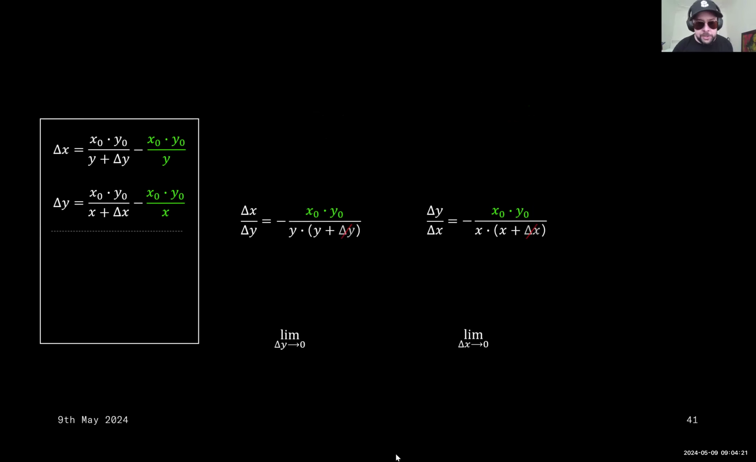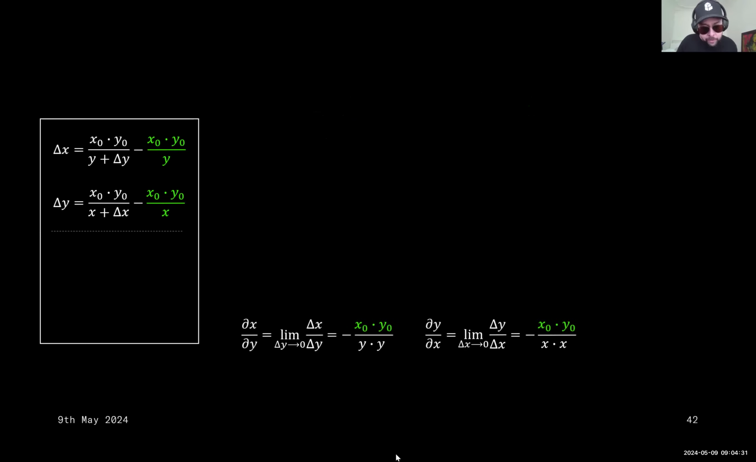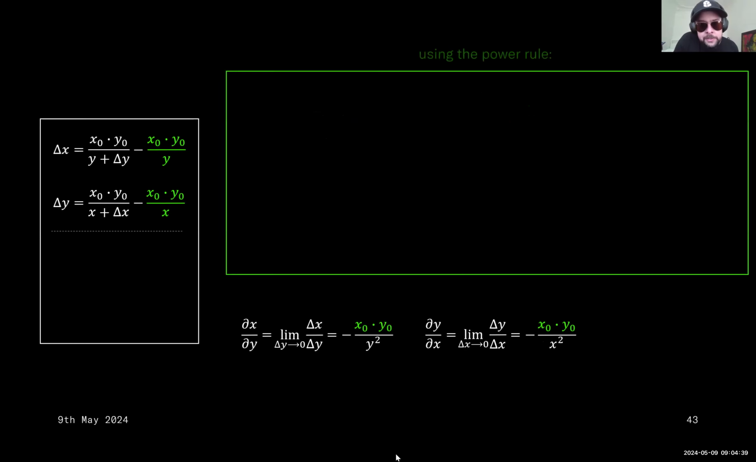And then we can ask the question, what happens when we let one of those delta variables get arbitrarily close to zero? And that means that we start to approximate this, okay? Or it starts to get very close to this marginal rate expression. And then, of course, y times y, x times x is just y squared and x squared.